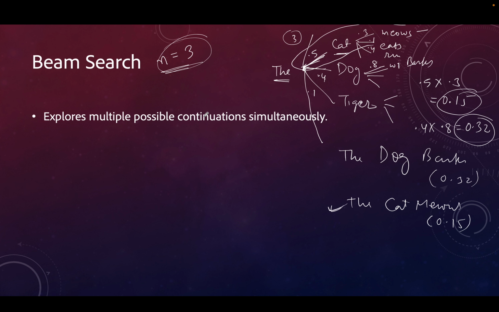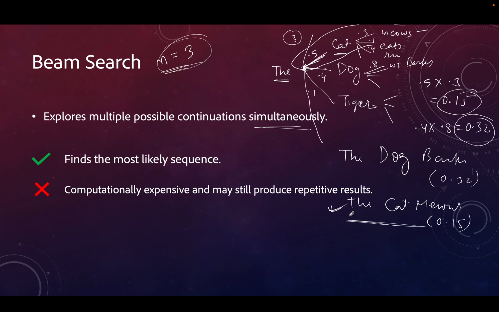So this is slightly better than greedy, and it does not incur repetitions like greedy. But as you can see here, we are keeping track of 3 beams in parallel, whereas in greedy we were only picking one word. So this is computationally intensive, and it's slower than greedy. So it finds the most likely sequence which might have been missed by the greedy, but it's computationally expensive and may still produce repetitive results. So let's see some other approaches.